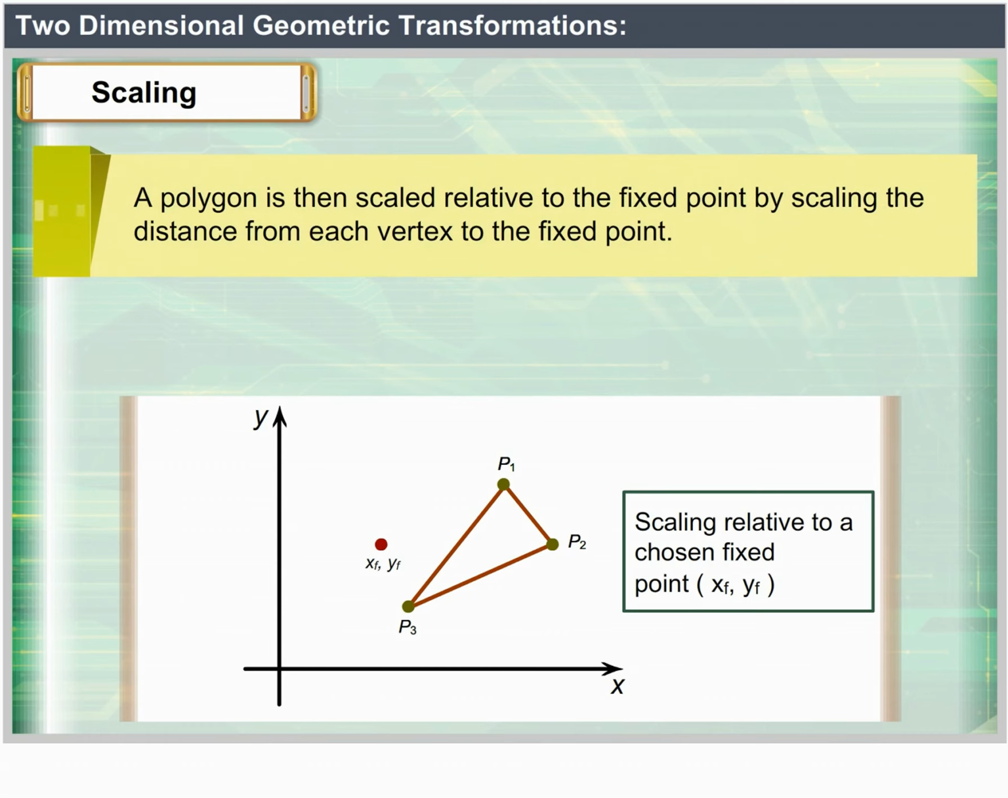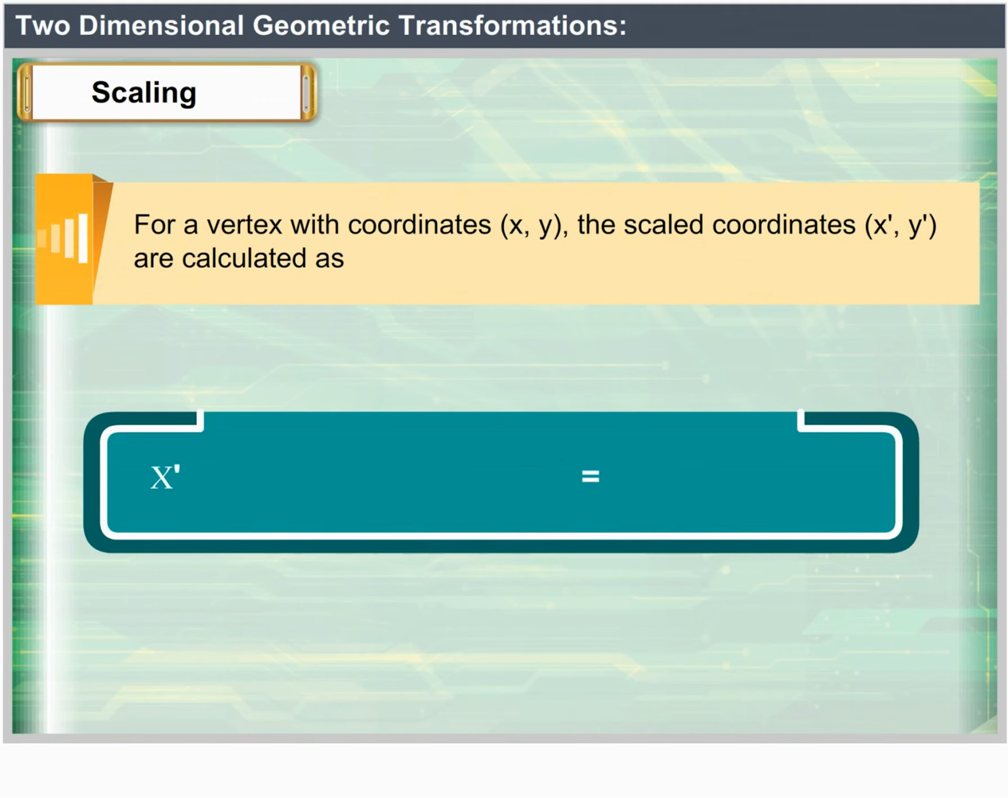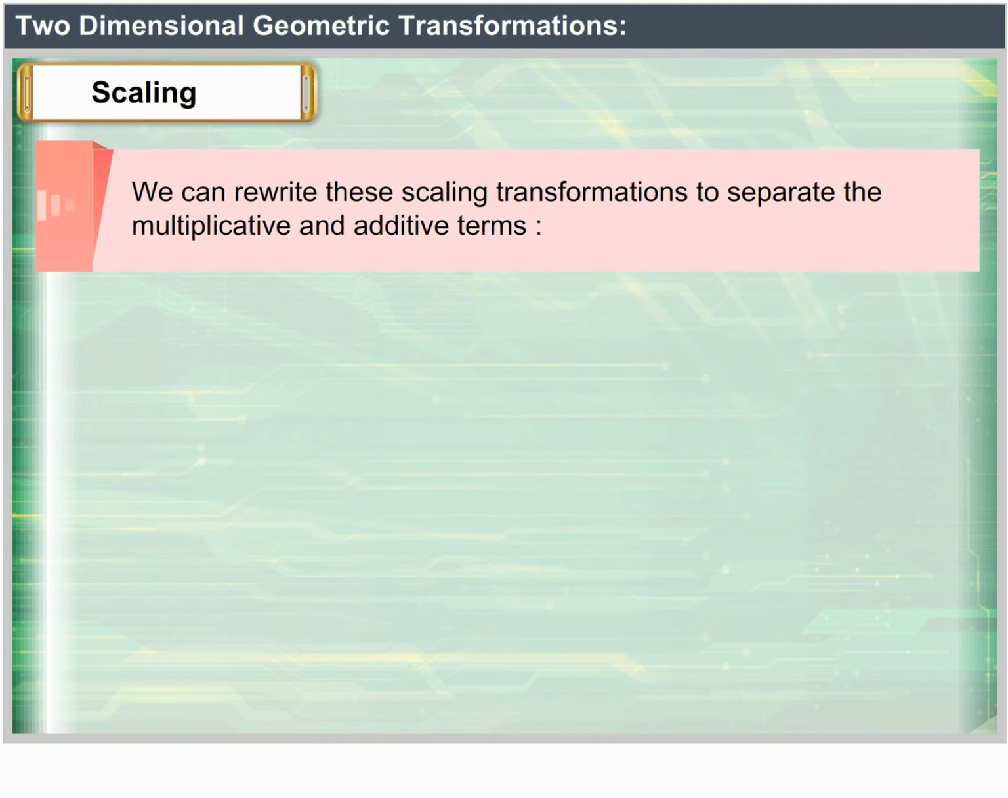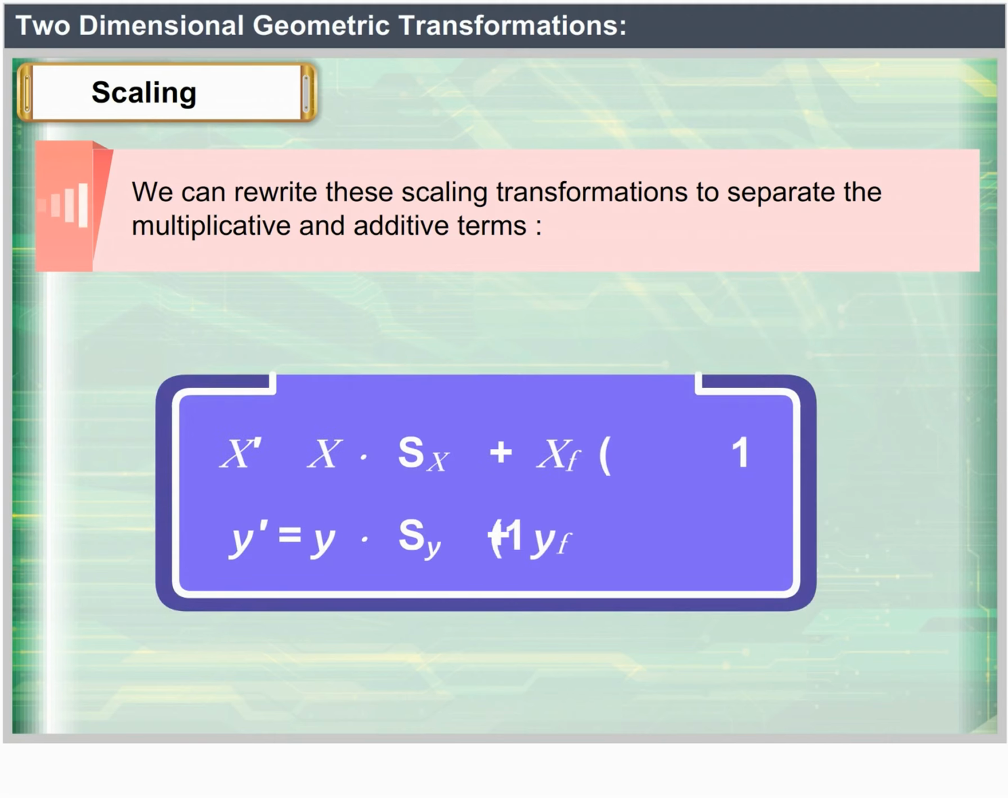We can rewrite these scaling transformations to separate the multiplicative and additive terms. This figure illustrates scaling a line by assigning the value 0.5 to both sx and sy. Both the line length and the distance from the origin are reduced by a factor of 1/2, where the additive terms xf(1 minus sx) and yf(1 minus sy) are constant for all points in the object.